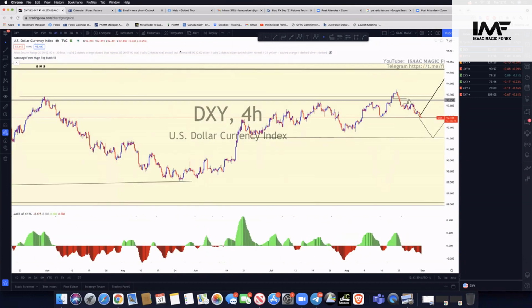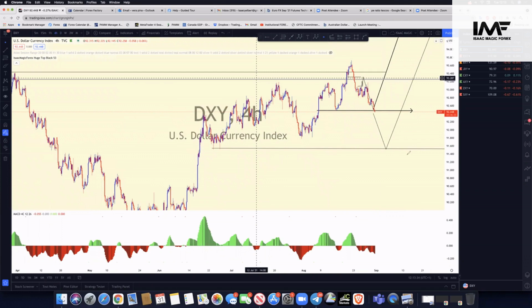So we are selling the dollar index till we get to this price, 91,600. That is your target. So we are selling this to 91,600. This is our target to take our money out. So if the dollar index is bearish, we need to look for other pairs. Euro.